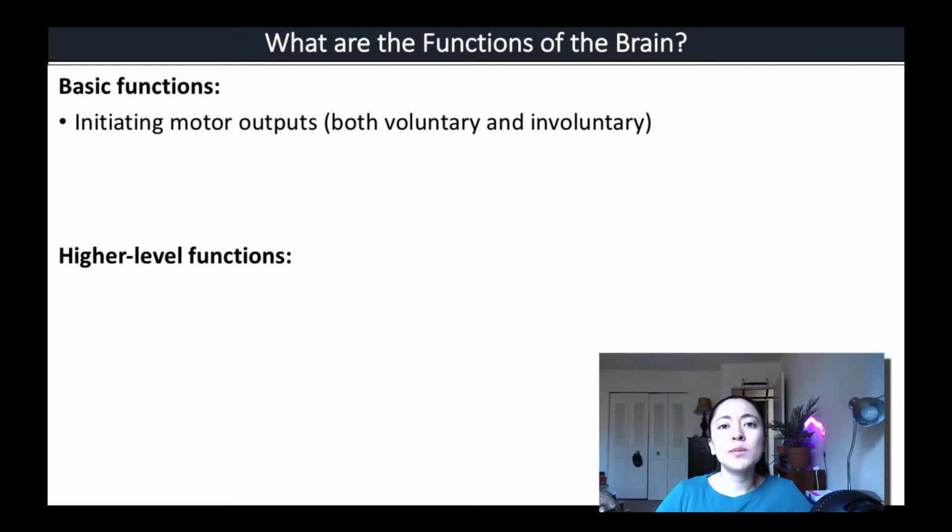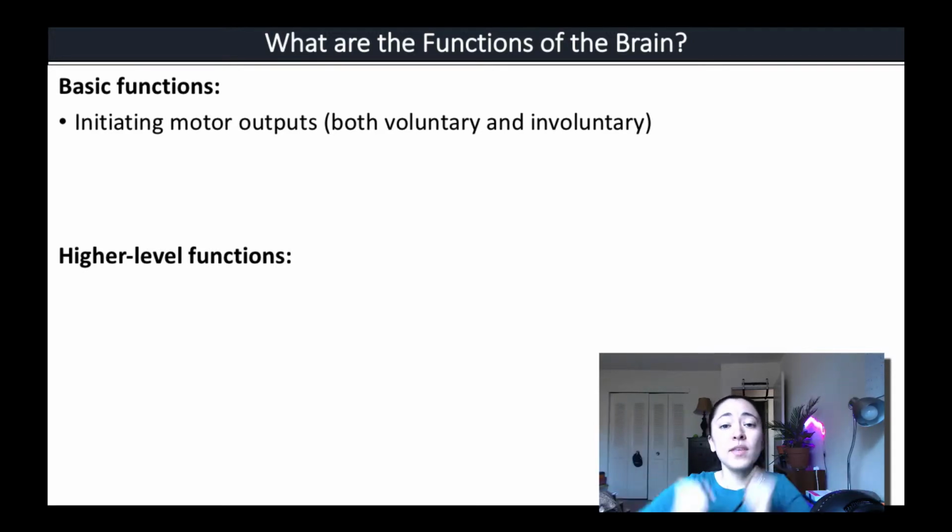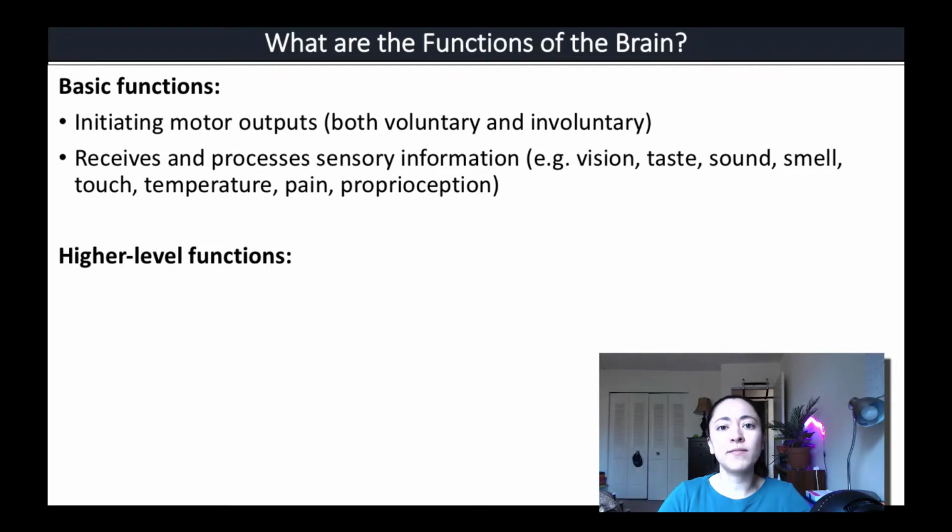Your brain is responsible for controlling basic functions, including initiating motor outputs. These motor outputs may be voluntary, like moving your arms and head. Or they can be involuntary, like controlling the smooth muscles that constrict your blood vessels, dilate your pupils, or speed up digestion. Your brain is also responsible for receiving and processing sensory information, such as vision, taste, sound, smell, touch, temperature, pain, and proprioception. Proprioception is your sense of awareness of the relative position of your body parts.